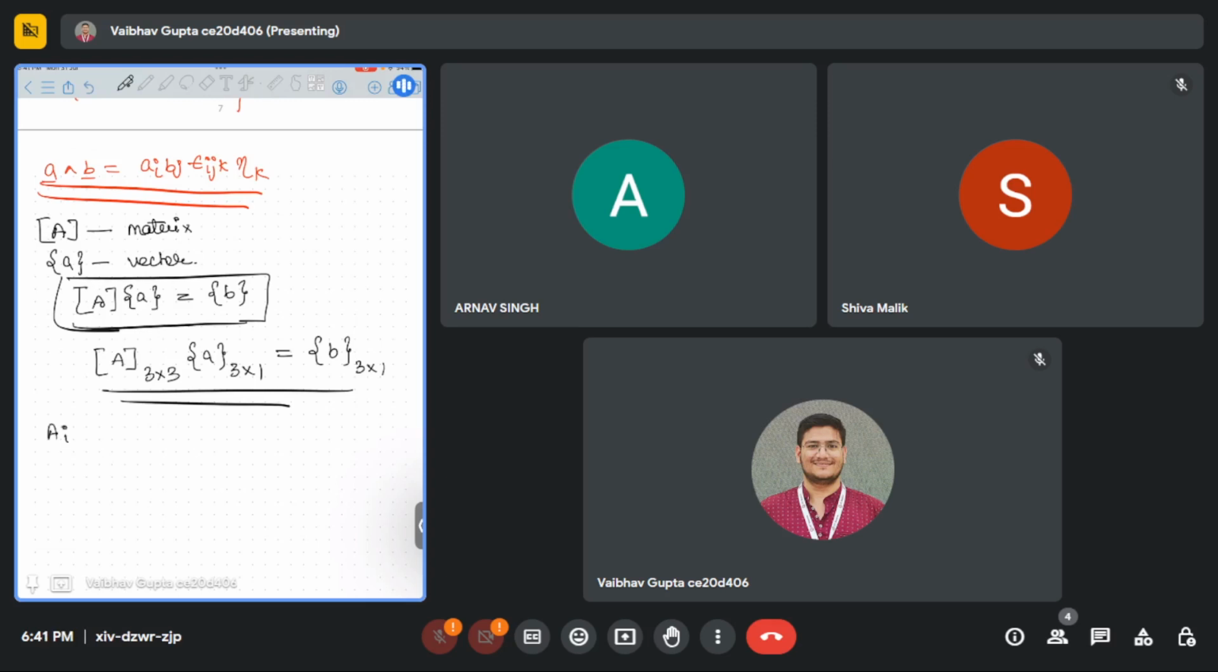A is nothing but Aij, the matrix representation. The vector you will represent as Aj. These symbols you can choose whatever you like. It can be B, it can be C, it can be D. But what is generally followed is i, j, k. This type of symbols are followed generally. And you will get a B vector of Bj.